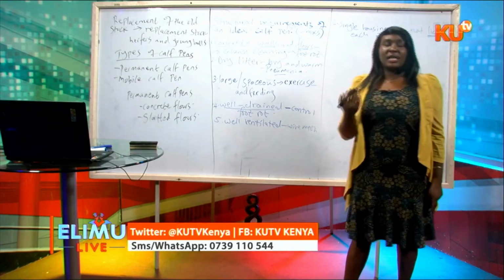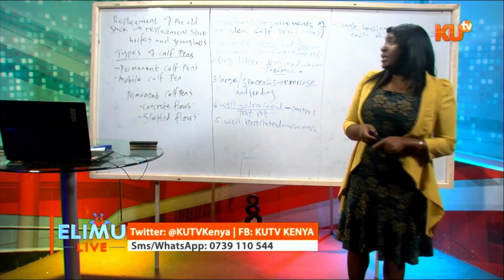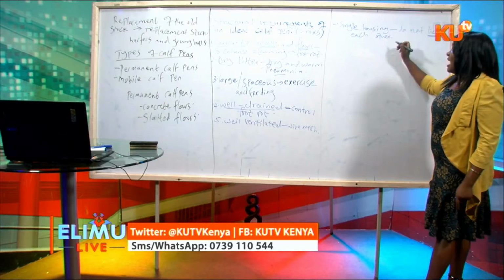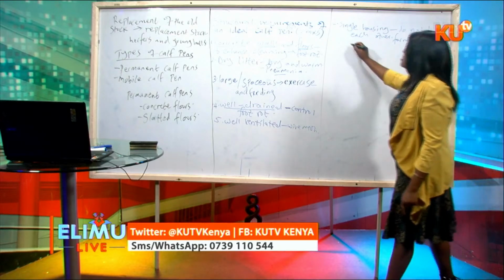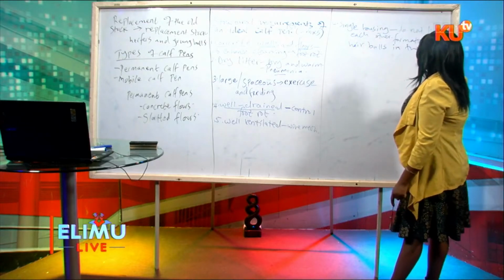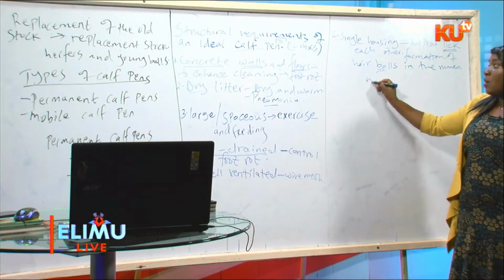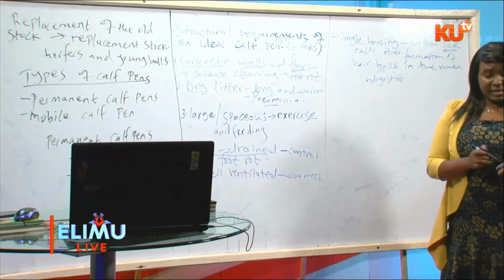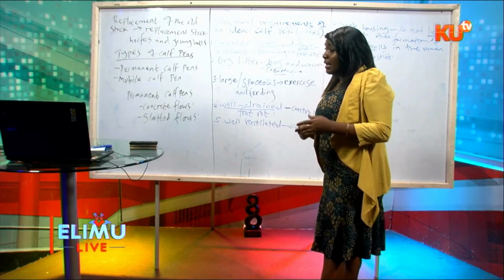And why don't we want calves to lick each other, dear learner? Why don't we want calves to lick each other? Licking each other can lead to formation of hair balls in the rumen. And these hair balls are indigestible. They cannot be digested. And of course, a material that cannot be digested is harmful to anyone's life.